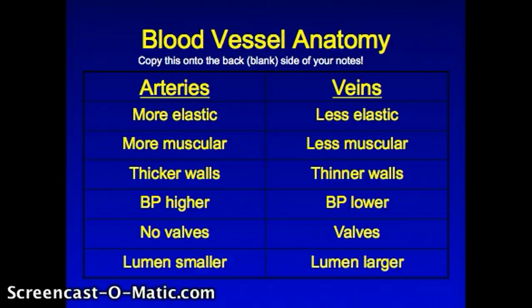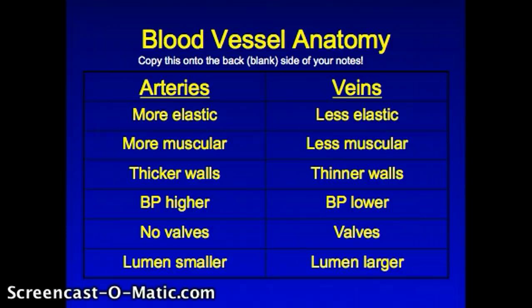When you look at arteries, they're more elastic, or more stretchy, than veins are because they have to be able to accommodate a larger quantity of blood coming from the heart. They're more muscular because they have to be able to contract and push the blood flow through. They have thicker walls for the same reason, because they have more muscle. Your blood pressure is higher in your arteries because that blood is constantly being shoved through there.